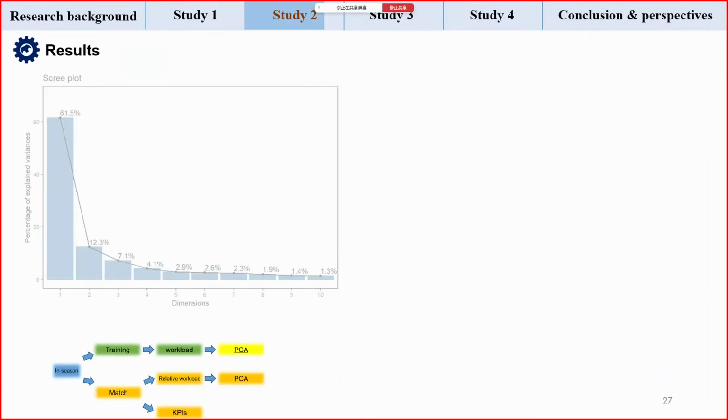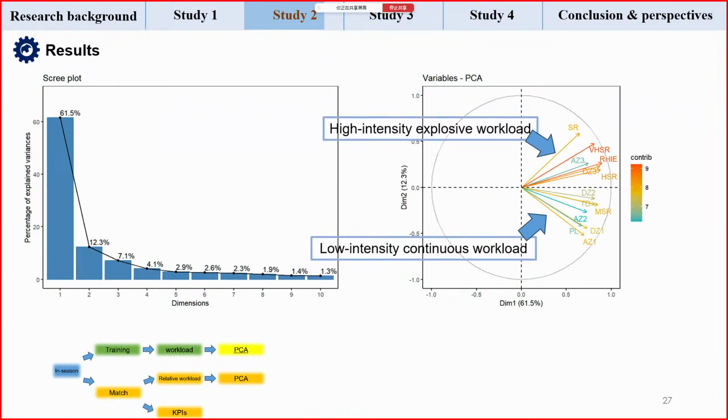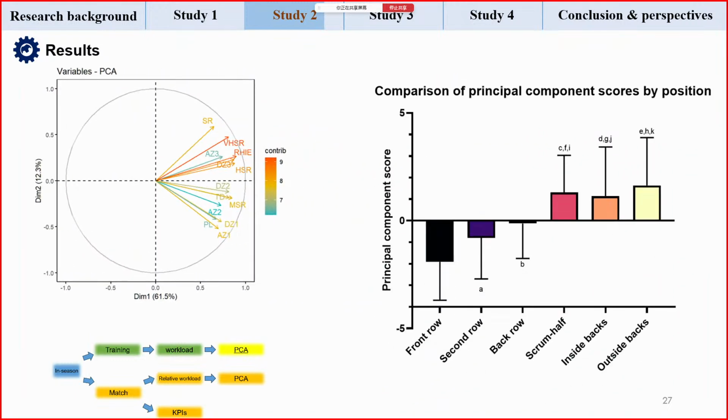When we performed PCA on GPS training workload, 2 principal components were extracted, and we named them high-intensity explosive workload and low-intensity continuous workload. After calculating the PCA scores, we found that the scores for backs were higher than those for forwards.